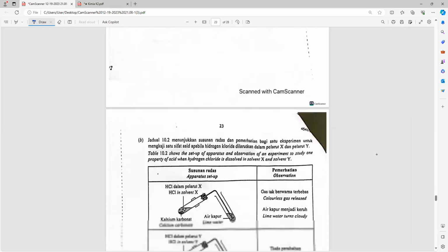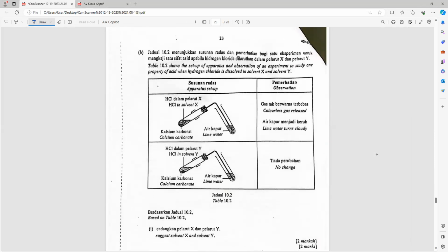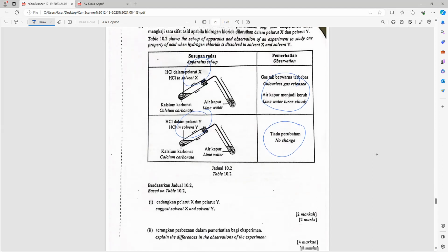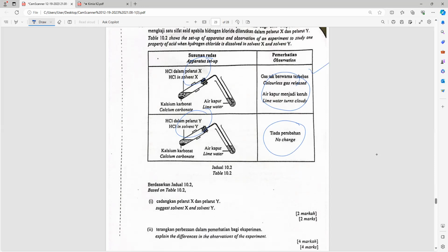If then the question asks you, why one got a reaction? Why suddenly here lime water turns cloudy? Why here got no reaction? They always go back to the solvent. One solvent is water. One solvent is an organic solvent. So you tell teacher, the one that has the reaction, which is solvent X, what is my solvent there?